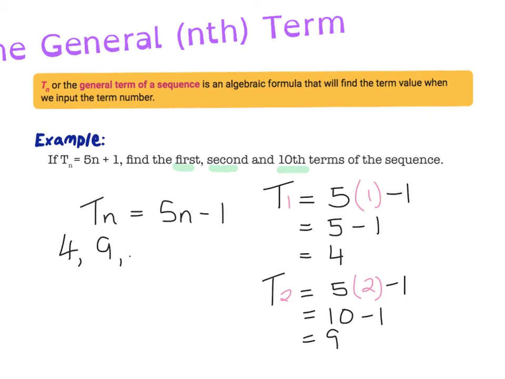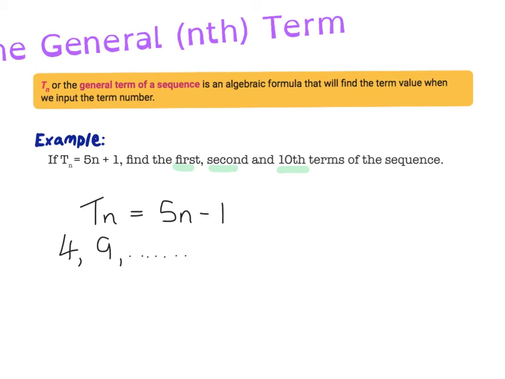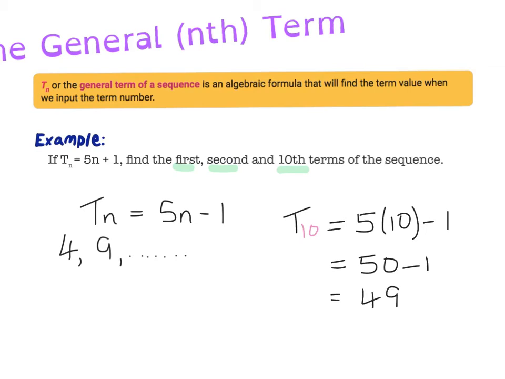Now, we need to move all along and find the 10th term. So, can you pause the video now and see, can you find the 10th term before I do? So, t of 10, because we're looking for the 10th term, equals, well, 5 times 10, which we know is 50, take away 1, which we also know is 49. So the 10th term is 49.